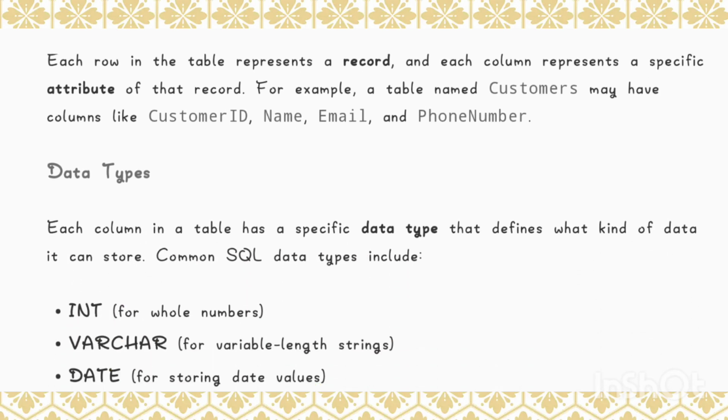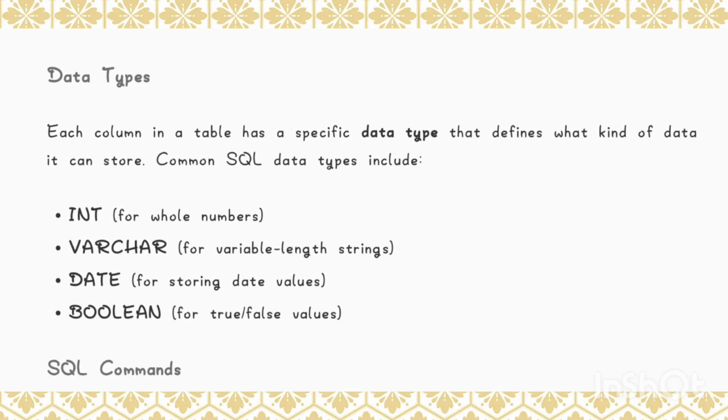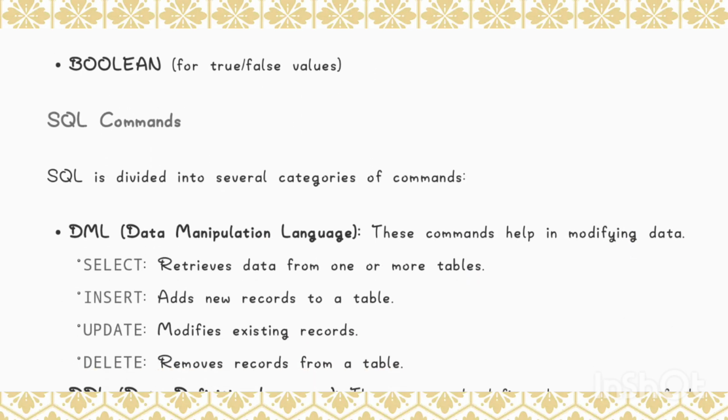Data types. Each column in a table has a specific data type that defines what kind of data it can store. Common SQL data types include int for whole numbers, varchar for variable length strings, date for storing date values, boolean for true-false values.